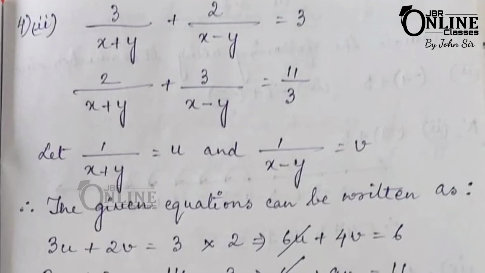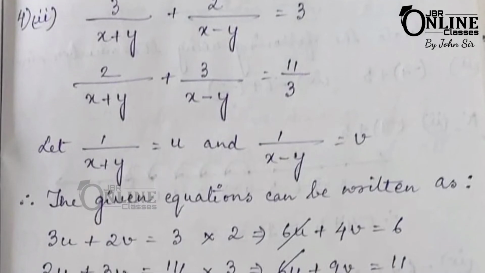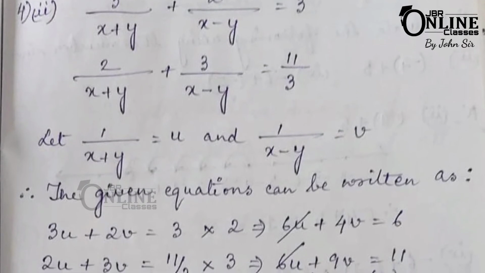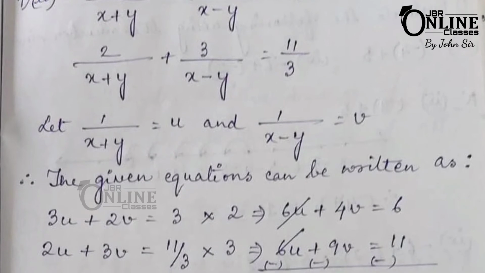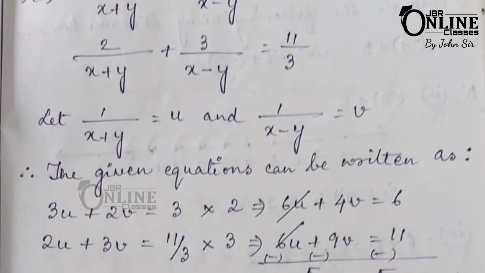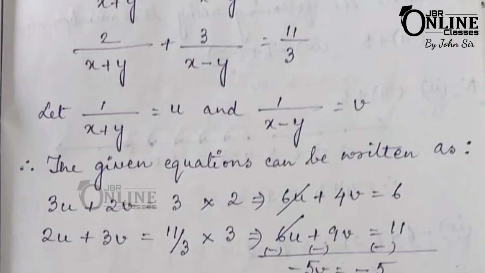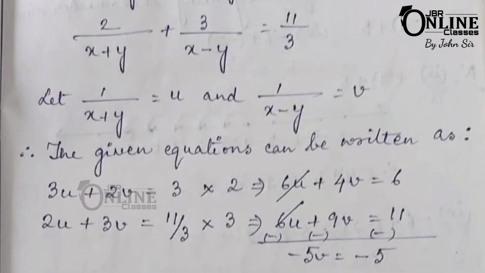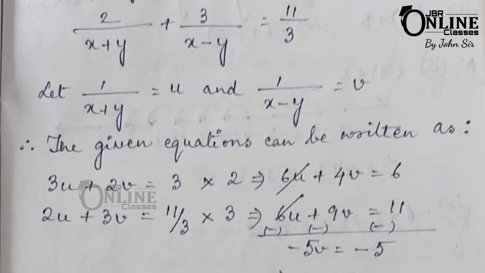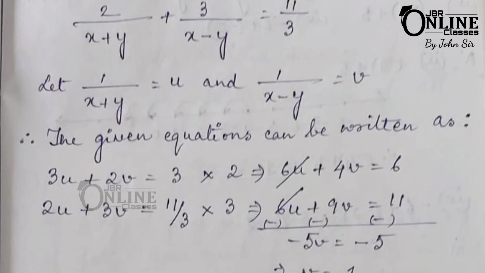Now we have the next one: 3 by x plus y plus 2 by x minus y equals 3, and the second equation, 2 by x plus y plus 3 by x minus y equals 11 by 3. In these two equations, the common things are 1 by x plus y and 1 by x minus y. So let 1 by x plus y equal u and 1 by x minus y equal v.